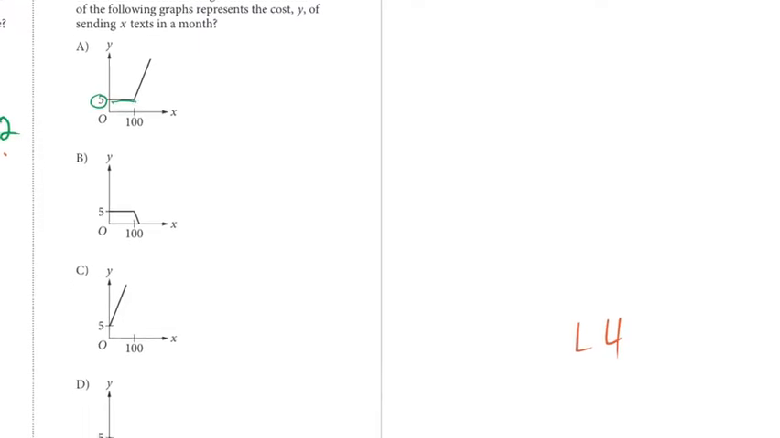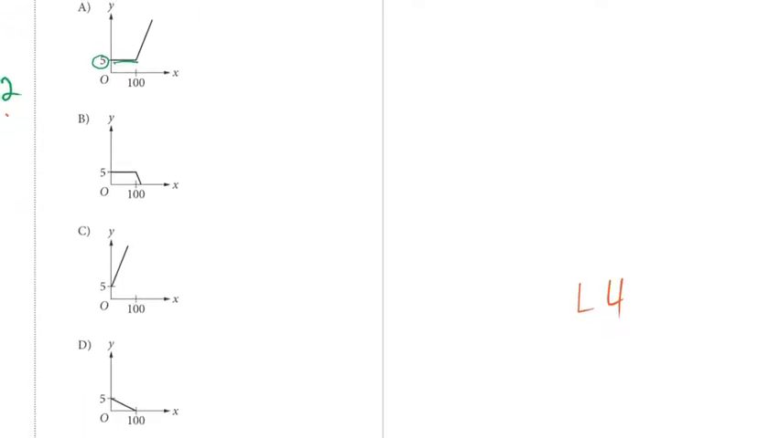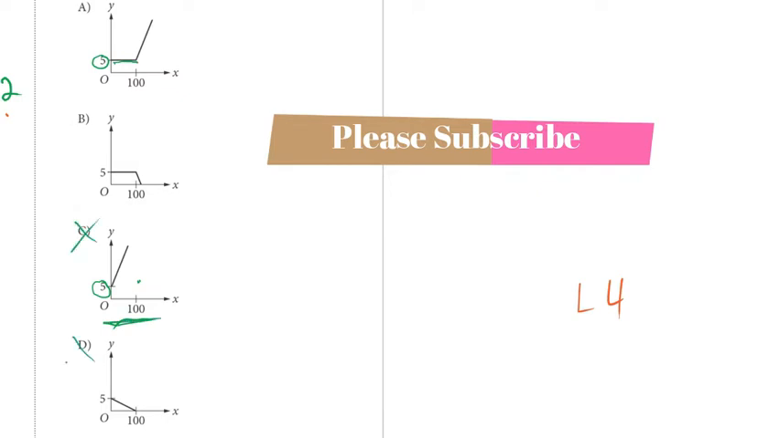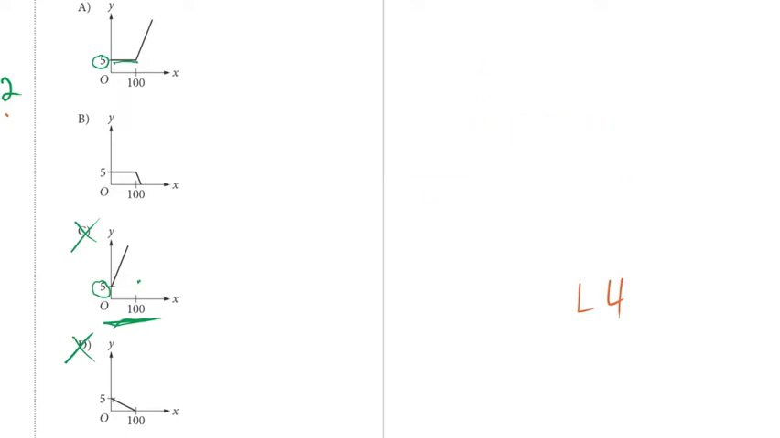B is okay. Answer choice C must be incorrect because we're increasing. We do start at 5, which is correct, but we're increasing right off the bat our cost, and our cost does not increase until we get to 100 text messages. The x-axis represents the number of text messages. That would be incorrect, and D would be incorrect because, again, this has to be a straight line, a horizontal line here from x equals 0 to x equals 100 for the first 100 text messages.